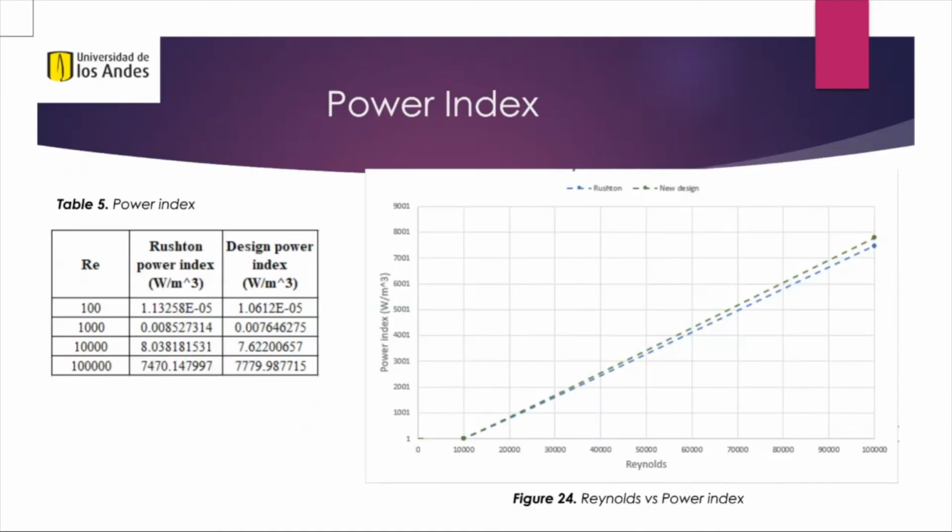Another important value to analyze the performance of our design is the power index. From this, we can have an estimate of the agitation intensity of the mixer. The power index was calculated by dividing the power reported by the simulations by the mixing value. It can be seen in the graph that the new design has a higher power index than the Rushton turbine, especially when working in the turbulent regimes. This higher power index indicates that our fluid receives a higher speed from the impeller and therefore will achieve a homogeneous mixture in a shorter time.